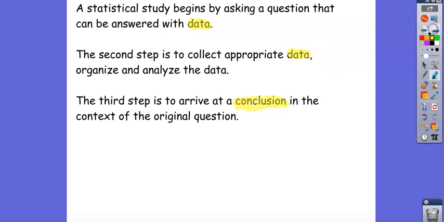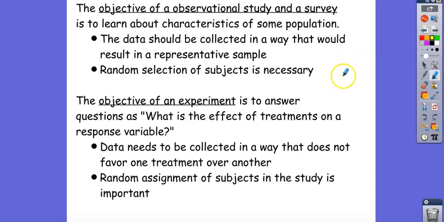So let's go to the objective of an observational study and a survey. You're trying to learn the characteristics of some population. They do this a lot in business marketing. The data needs to be collected in a way that results in a representative sample, and here's the important part. Like I said, there are a lot of examples when somebody thinks they're doing a representative sample and it's not. Random selection is absolutely necessary.